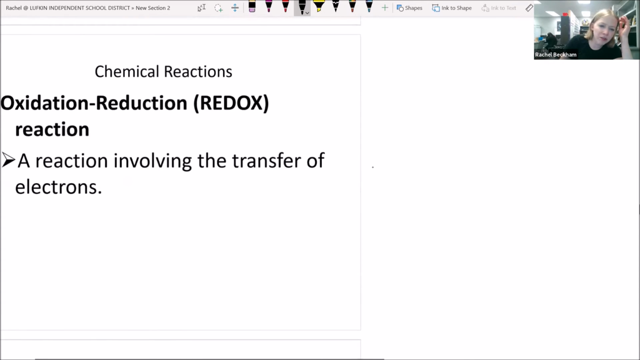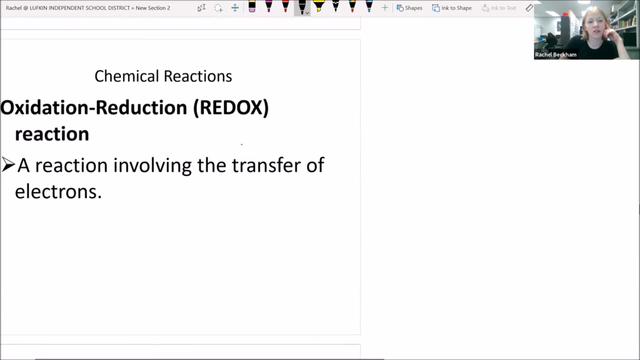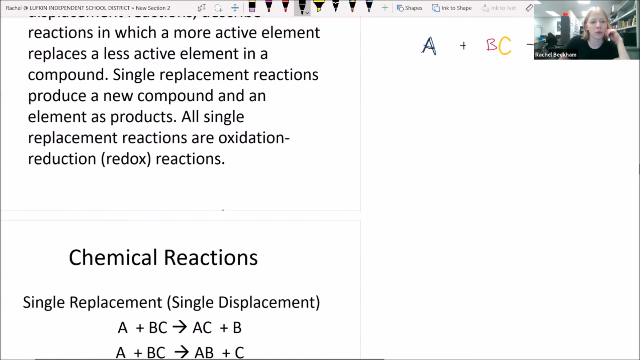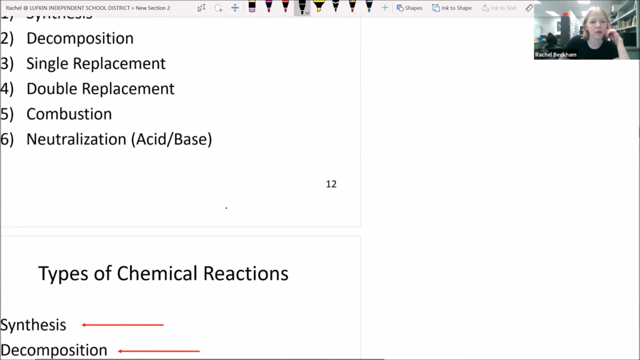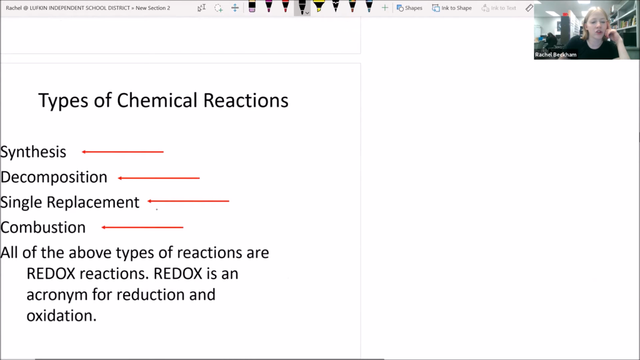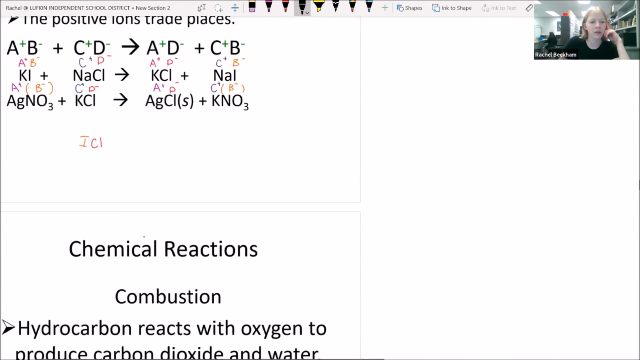Redox reaction just means that electrons are being transferred. And there are certain ones that I pointed out on these other slides that are redox reactions. It was on a slide up here. These are the ones that involve the exchange of electrons, for these four right here. So you can look at that.